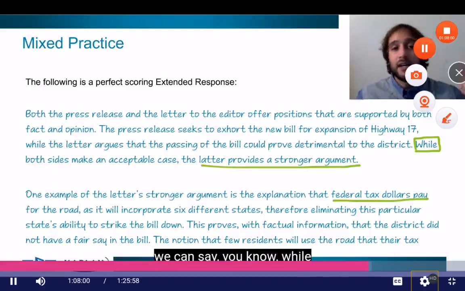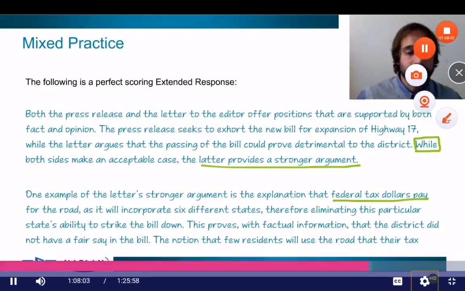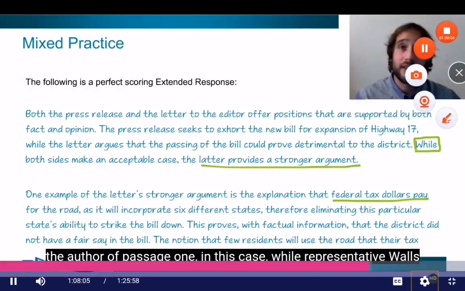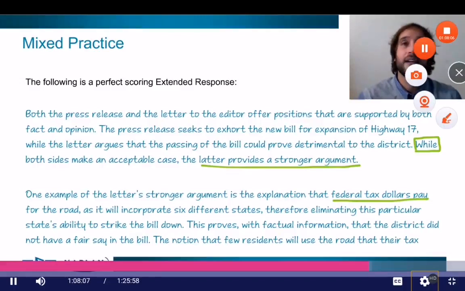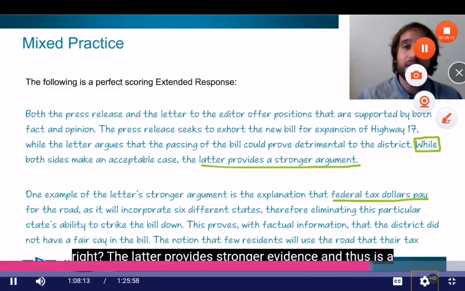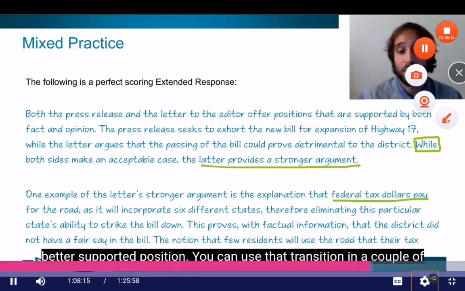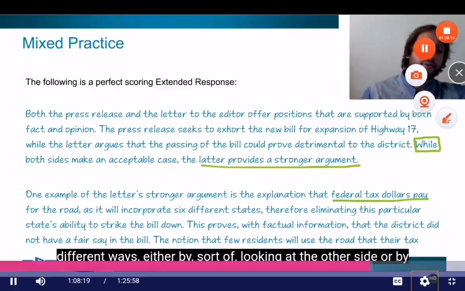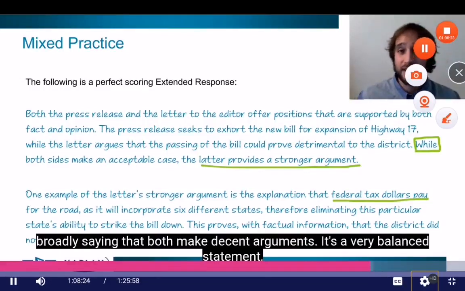Now if you think about that transition, we could transition a couple different ways. We could say, while the author of passage 1, in this case Representative Walz, uses some facts to marshal to her position, the latter provides stronger evidence and thus is a better supported position. You can use that transition in a couple different ways, either by looking at the other side or by broadly saying that both make decent arguments.